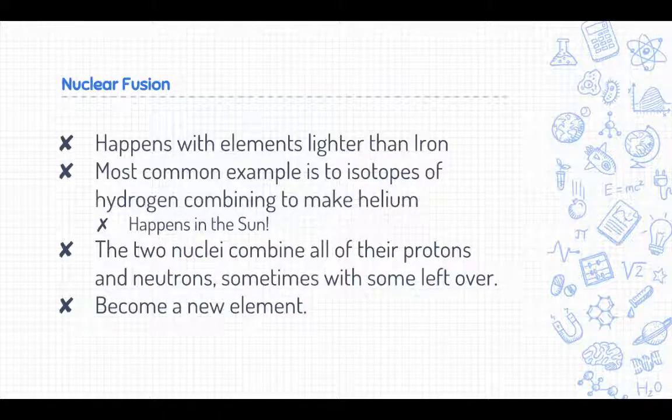So for nuclear fusion, that happens with elements that are lighter than iron. Usually like hydrogen or helium are the big examples we think of. That's one of the big things that powers the sun, is that hydrogen, different isotopes or types of hydrogen, come together and make helium, and that releases a large amount of energy. That's why there's so much energy from the sun.